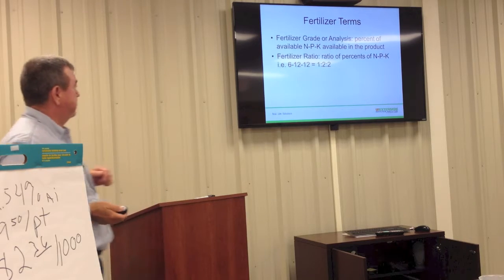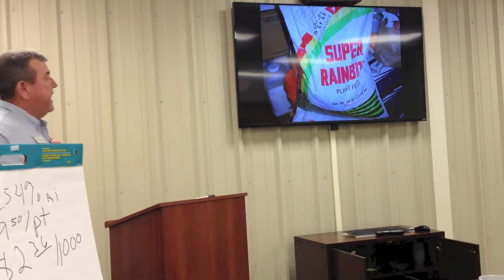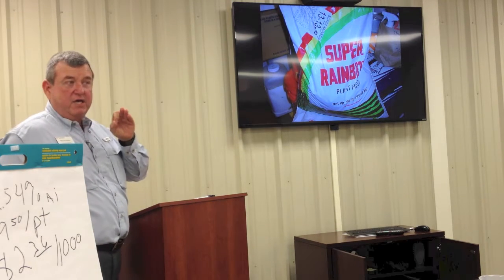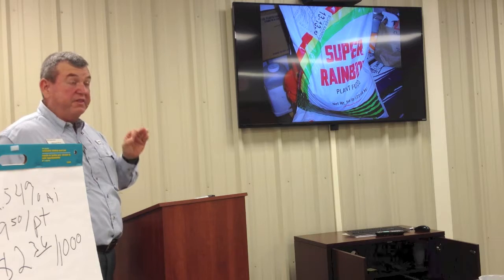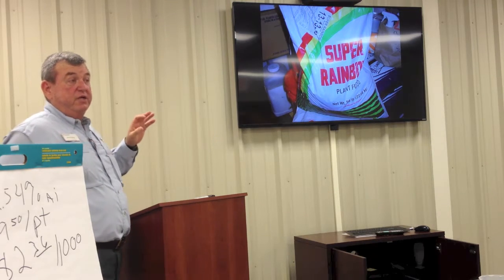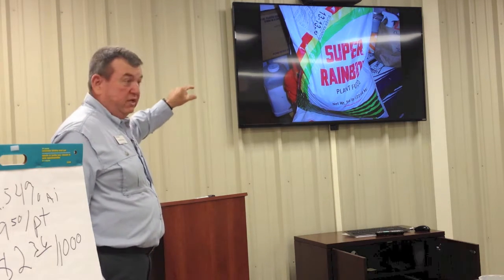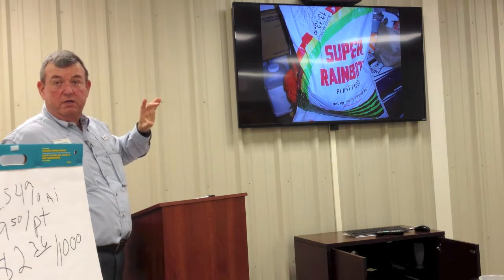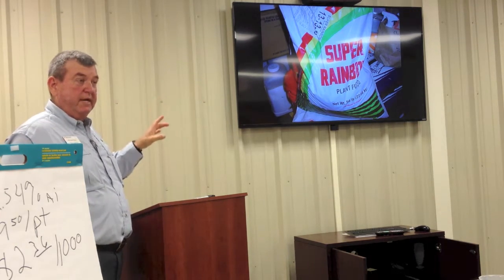All right, fertilizer terms. So let's look at a bag of fertilizer. Now, remember, complete fertilizer has all three major nutrients. It probably got some other things in it too. The major nutrients, the N, P, and the K, will be listed in a big number somewhere prominently on the back. The remaining nutrients will be listed in smaller wording elsewhere on the back.